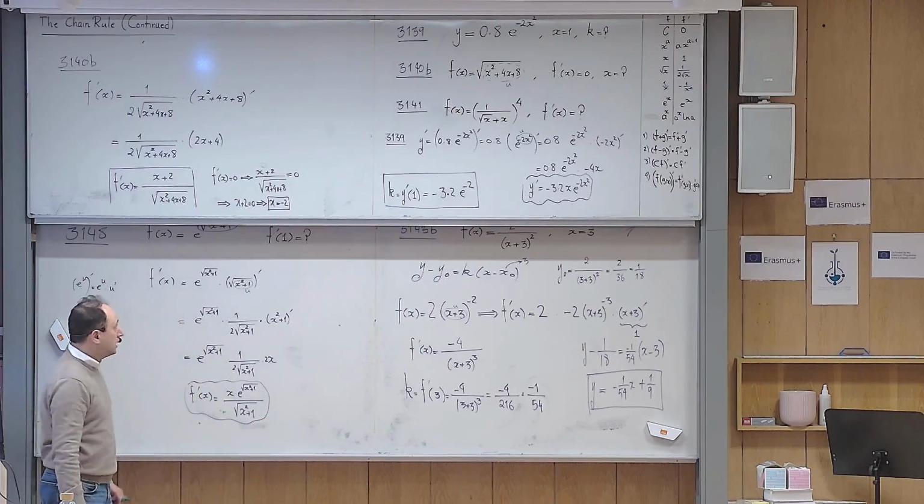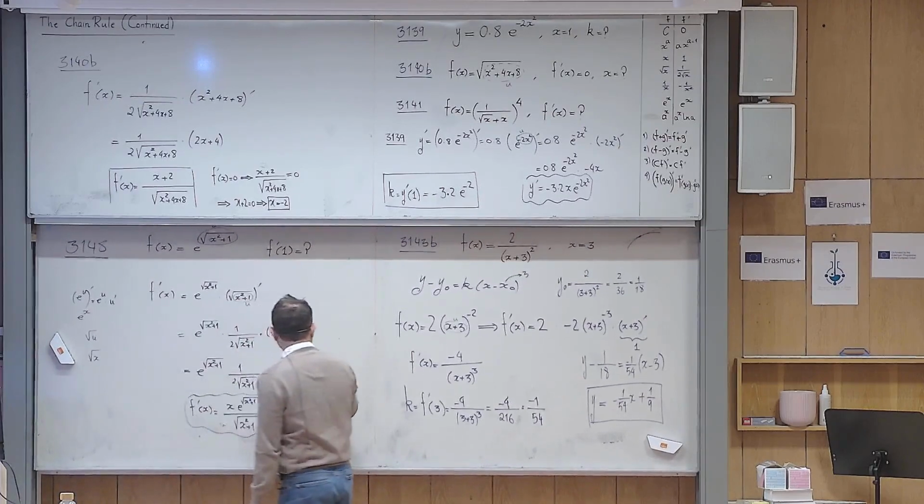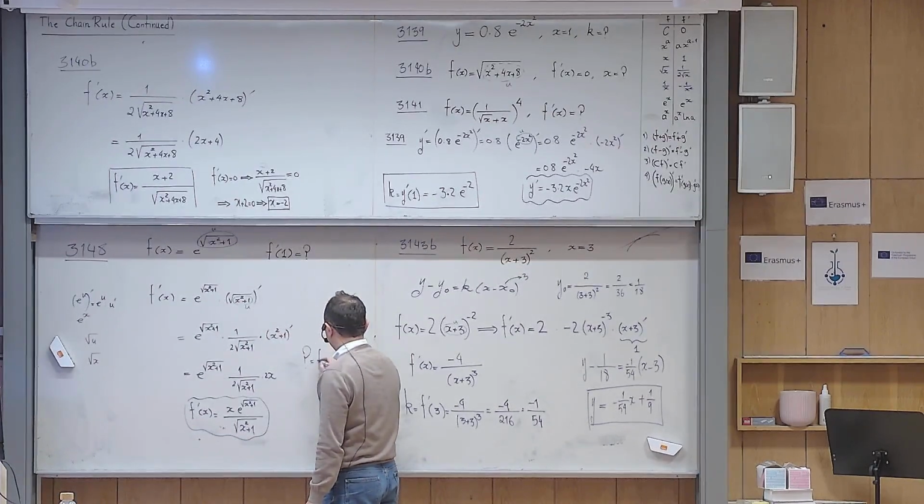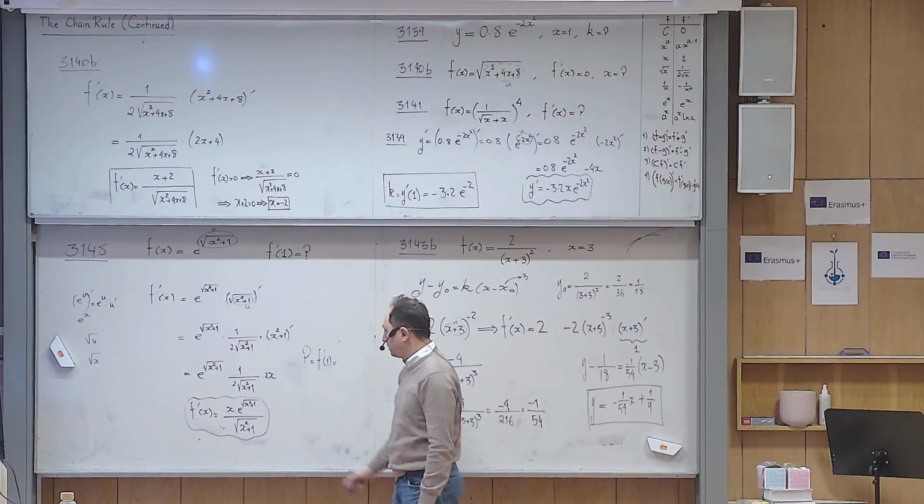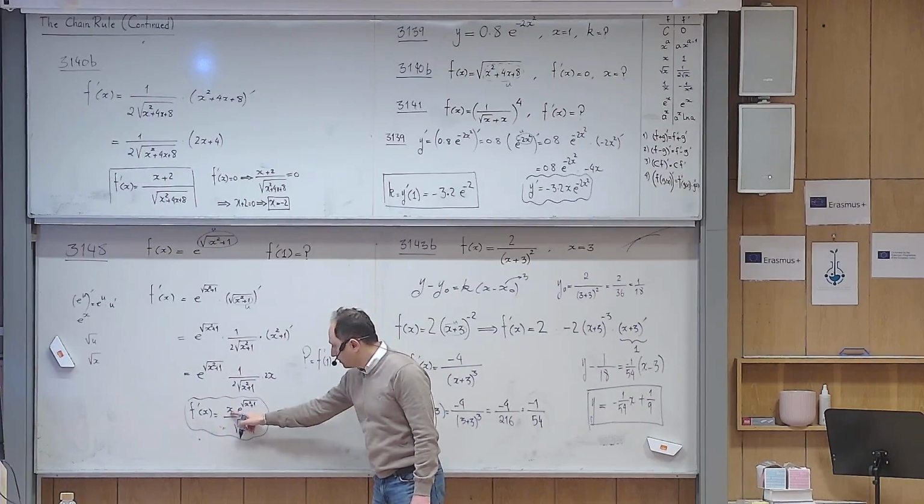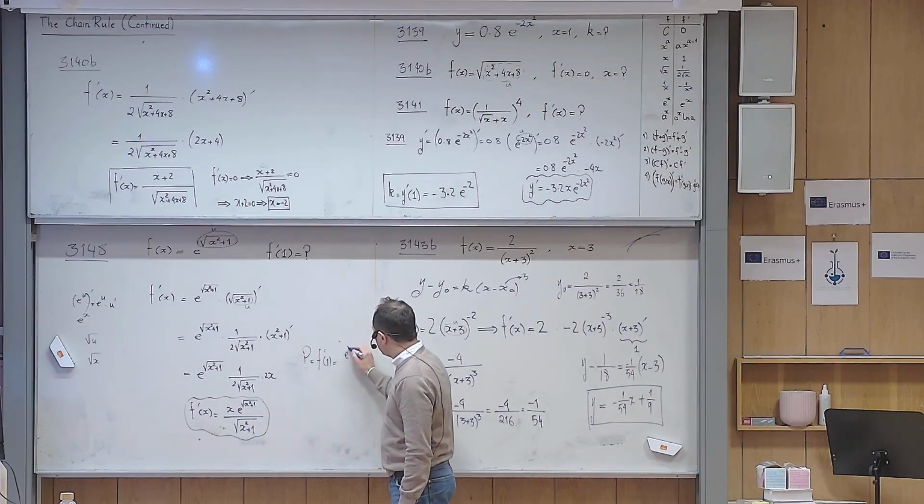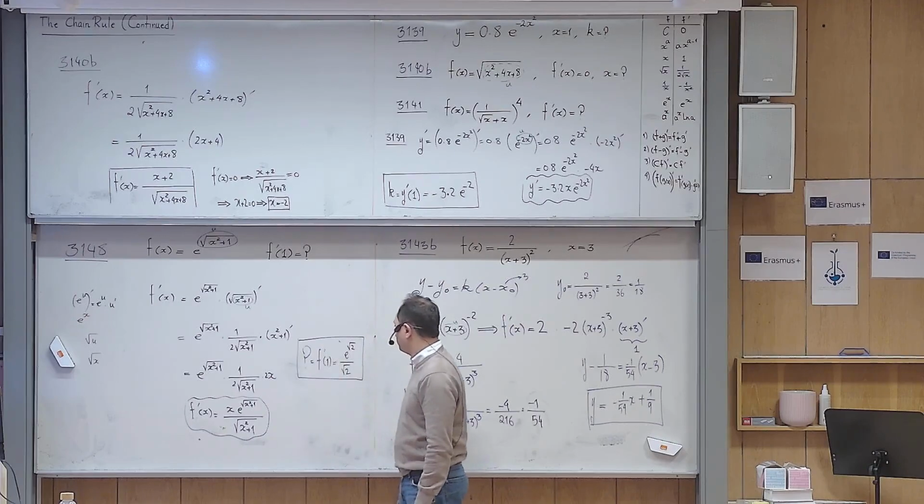Yes? And now I want to answer my question mark. The question mark is f prime of 1. So I have to replace every appearance of x with 1. It becomes square root of 2. So it becomes, as Simon mentioned, e to the power square root of 2 divided by square root of 2. And we want the exact value. So that is the final answer.